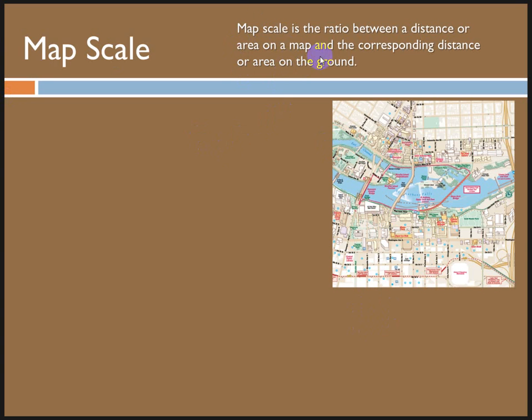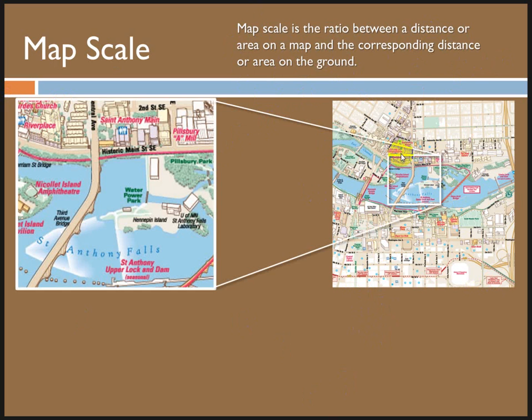And map scale is the ratio between the distance on a map and the same distance on the ground. So here's a map of the waterfront area, Mississippi River in Minneapolis. Here is an inset, so we're talking about a smaller area. Now let's pretend that these two maps are printed or set up at the exact same size. So let's say that each one on a piece of paper covers 6 by 6 inches.